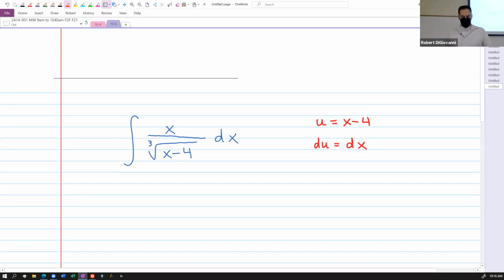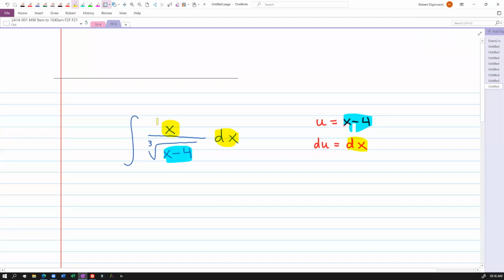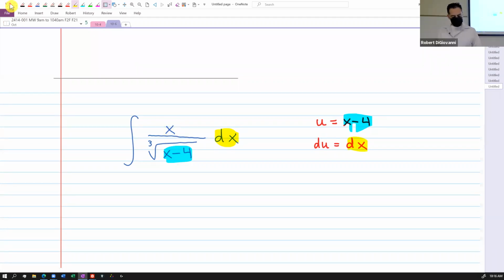And we're going to replace this with u, right? The dx will be replaced with du. So I'm all happy about that. I just need to somehow handle the x. You solve for it. Yeah, just solve the top equation for x. So take that, solve for x, you get x equals u plus 4.